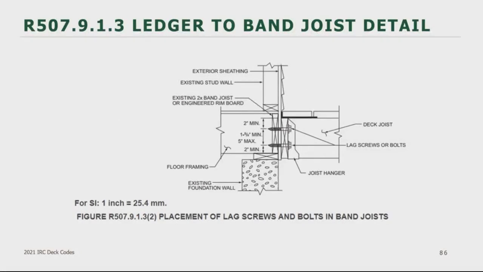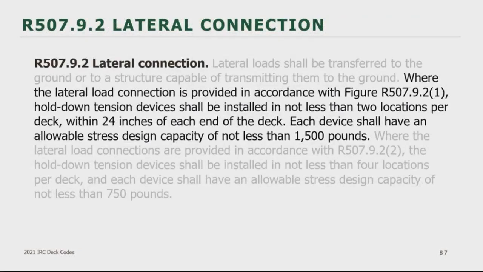We talked earlier about lateral loads and how the code addresses lateral loads as they go perpendicular to the house wall, but really do not address them when they act parallel to the house wall. R507.9.2 is where we find those requirements for the lateral loads that act perpendicular to the house wall. The code will give you two different options. The first one is shown here, which is to use at least 2 tension devices per deck, one near each end, each capable of supporting 1,500 pounds.